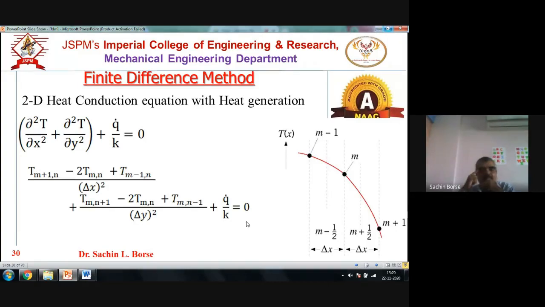Okay. So now let us see the 2D heat conduction equation with heat generation. It is a steady 2D heat conduction with heat generation, which will be del square T by del x square plus del square T by del y square plus q dot by k equals 0. Now I can write del square T by del x square as T(m+1) minus 2T(m) plus T(m-1) divided by delta x square. Next, the second derivative del square T by del y square is T(n+1) minus 2T(n) plus T(n-1) divided by delta y square, because it is in the y direction, plus q dot by k. Q dot by k is what? It is a constant, so we are not writing any derivative. Okay. Now move further. Slide number 31.